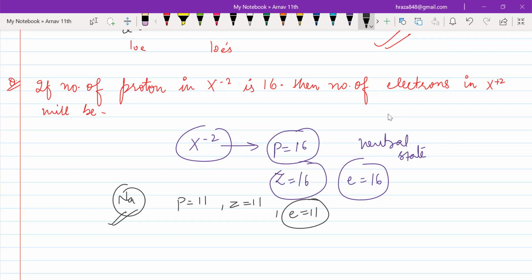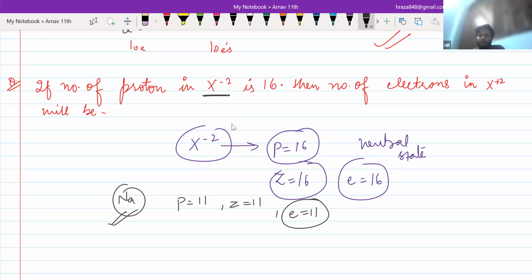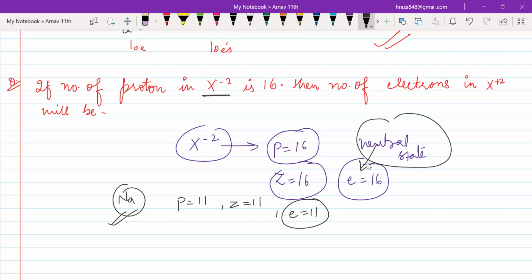Now, but see, over here it's minus 2, right? So it gains 2 electrons. I'm not talking about the neutral state. What I'm talking about is the neutral state. In neutral state it will be 14, because in this state it has 16 electrons. After gaining 2 electrons, it has 16 electrons. Again, wait a minute.